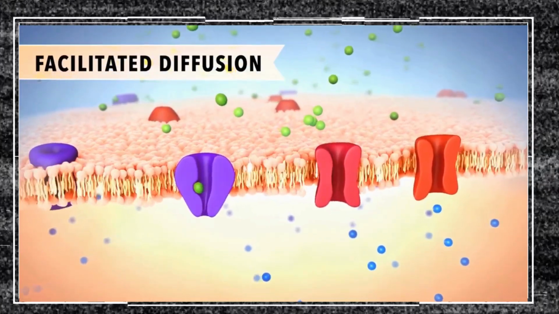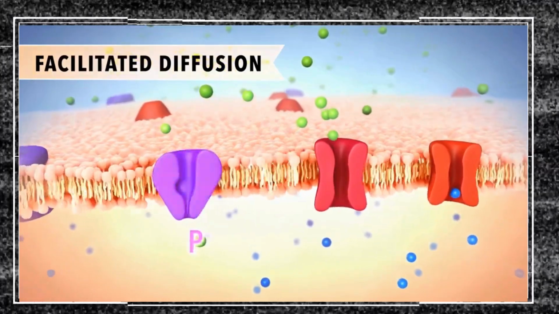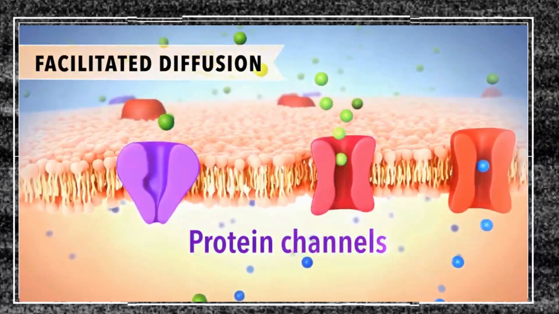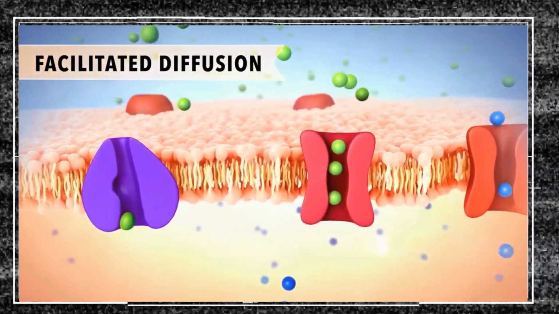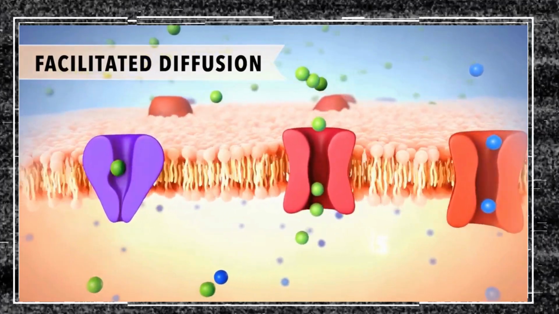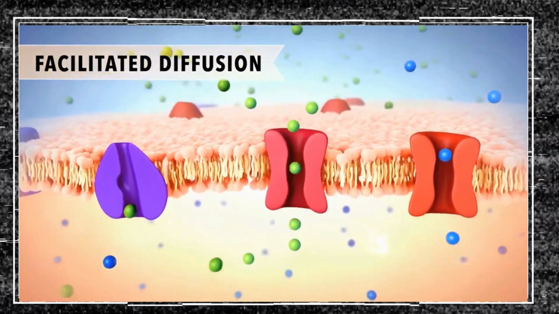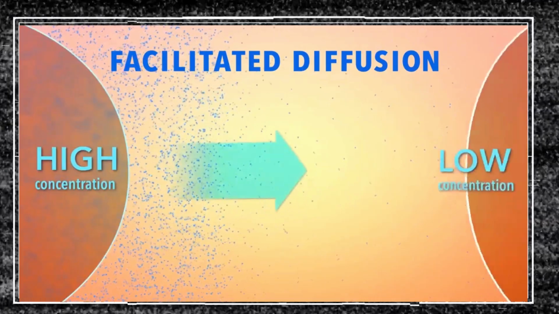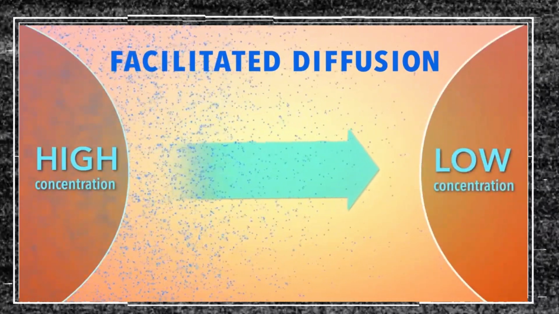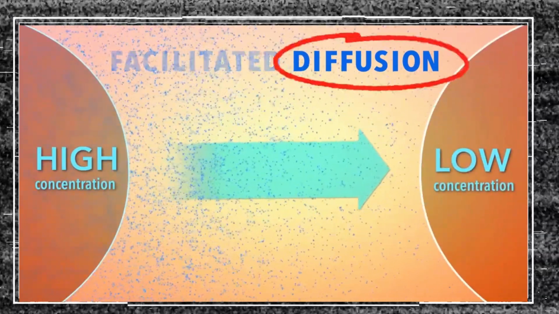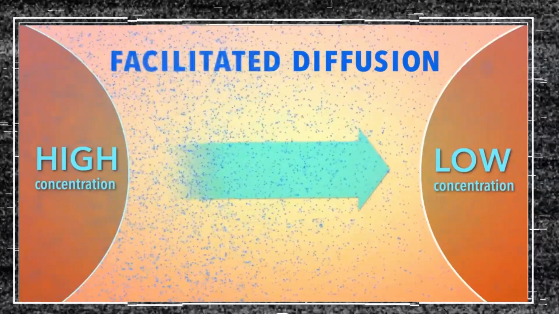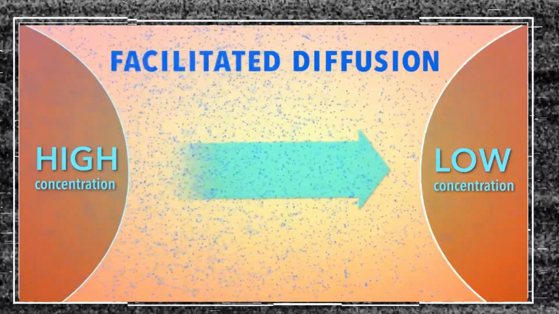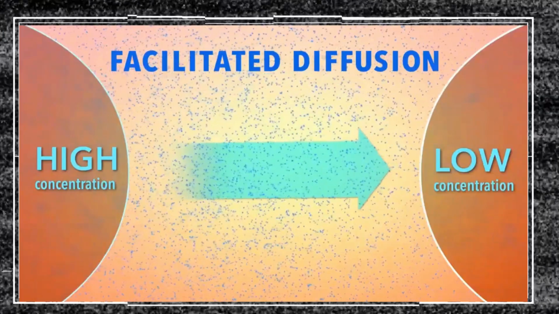Facilitated diffusion is a type of passive transport in which molecules diffuse through specialized protein channels in the cell membrane. The protein channels work like special ports or tunnels that allow these substances in or out of the cell. Facilitated diffusion is also when particles move from high concentration to low concentration. How do you know that? From the word diffusion. Facilitated diffusion works naturally without added energy, just like the diffusion example we discussed earlier.